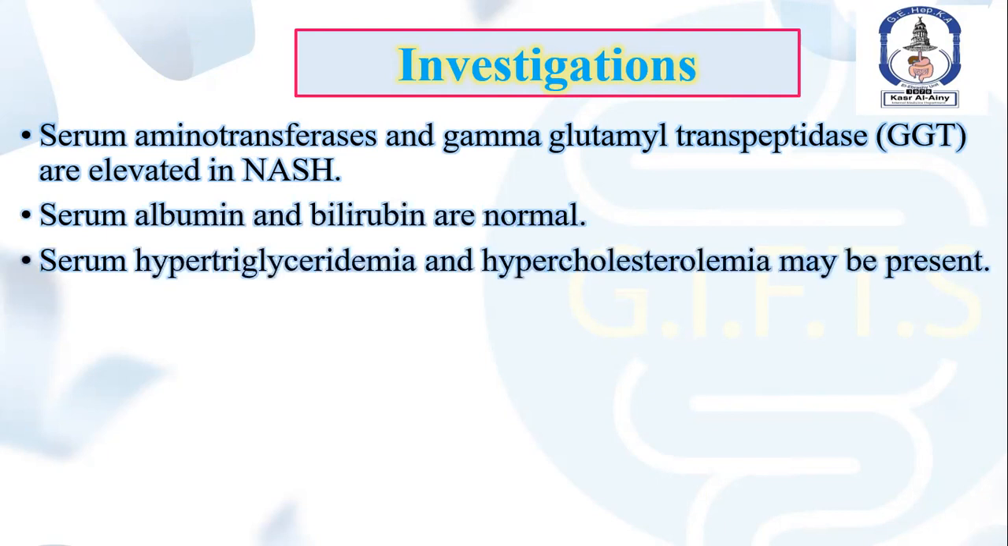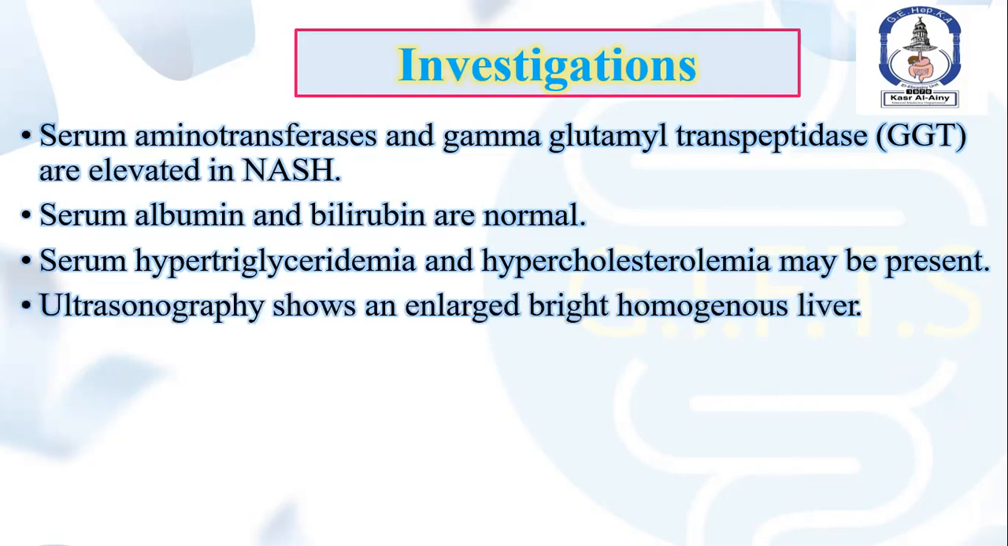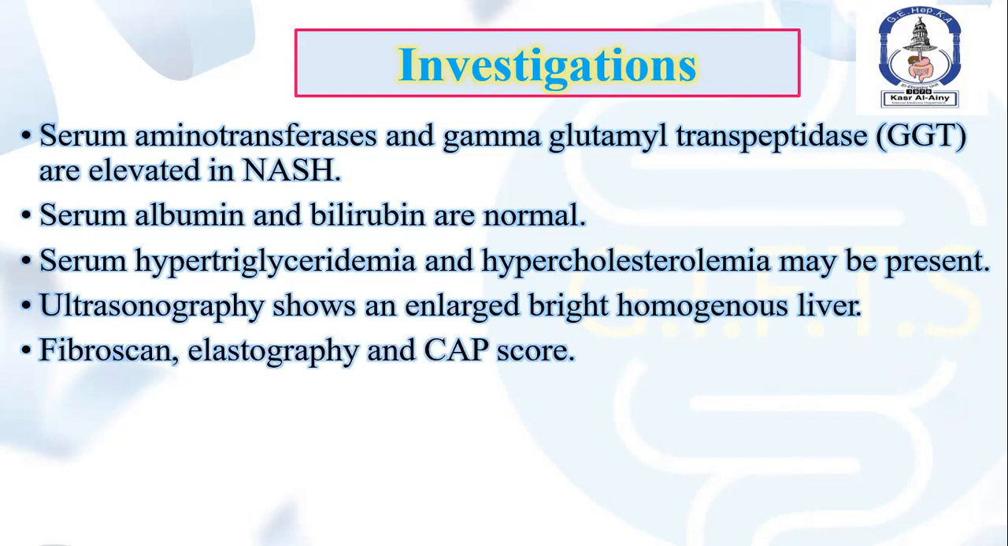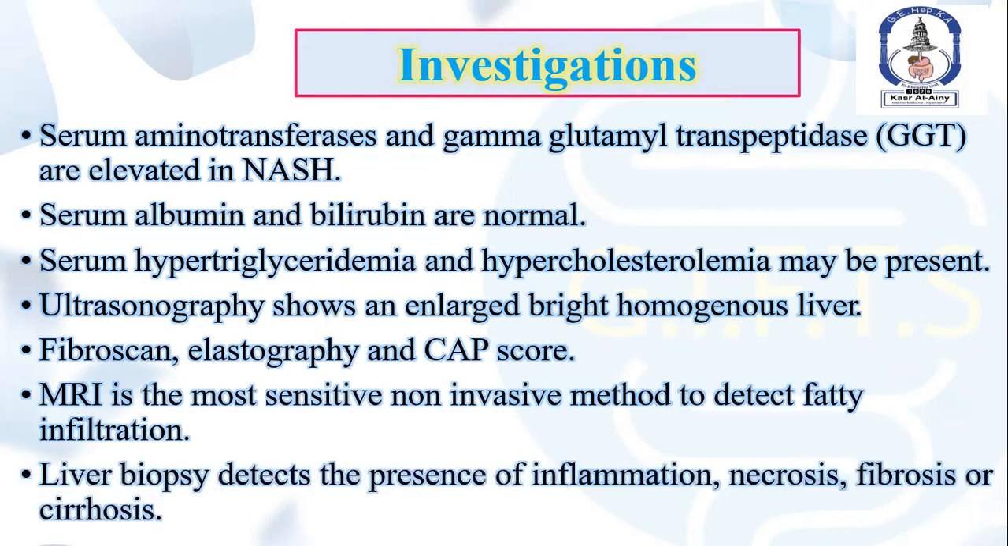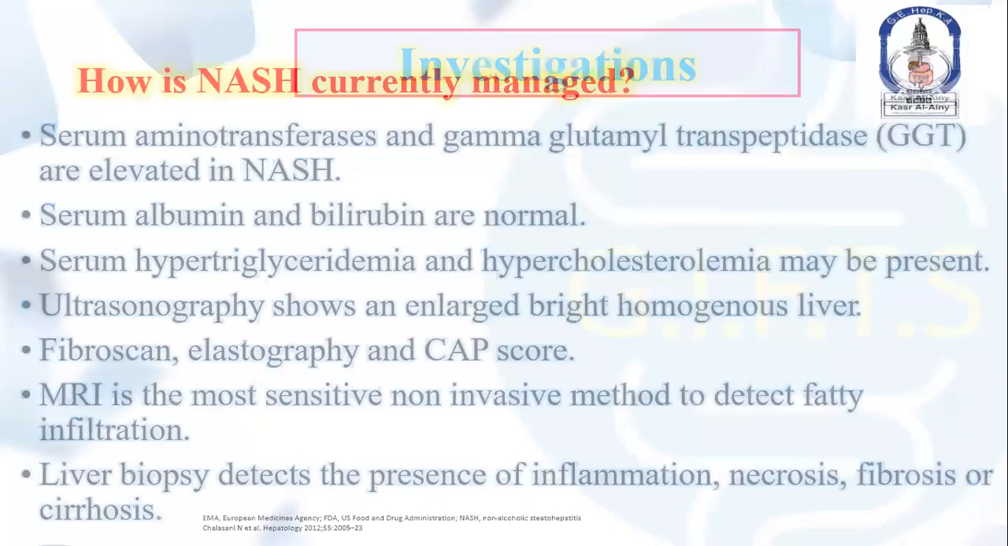Serum albumin and bilirubin may be normal, and later, of course, serum albumin will decrease and bilirubin will increase when cirrhosis develops. There would also be dyslipidemia, with hypertriglyceridemia and hypercholesterolemia possibly present. Ultrasound will show an enlarged right liver. FibroScan elastography and the controlled attenuation parameter, the CAP scoring, will be used. MRI spectroscopy and MRI measurement of fat content in the liver can be used. Liver biopsy can detect the presence of inflammation, necrosis, fibrosis, and steatosis.